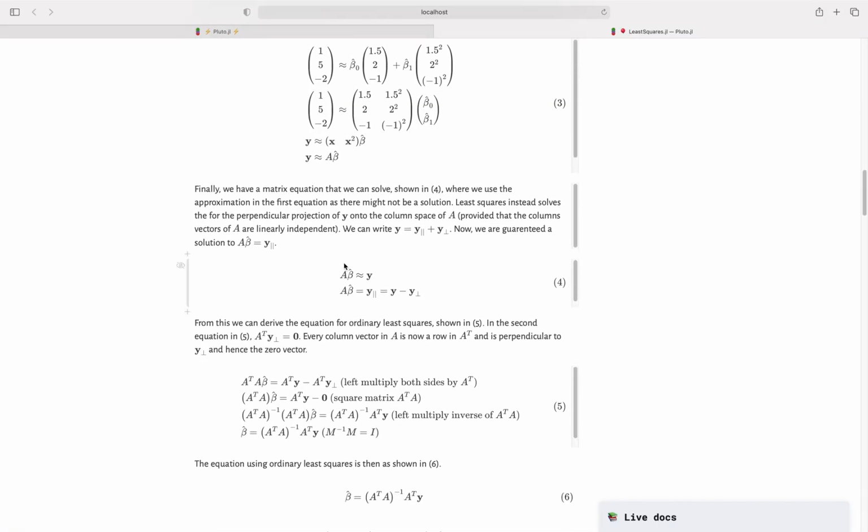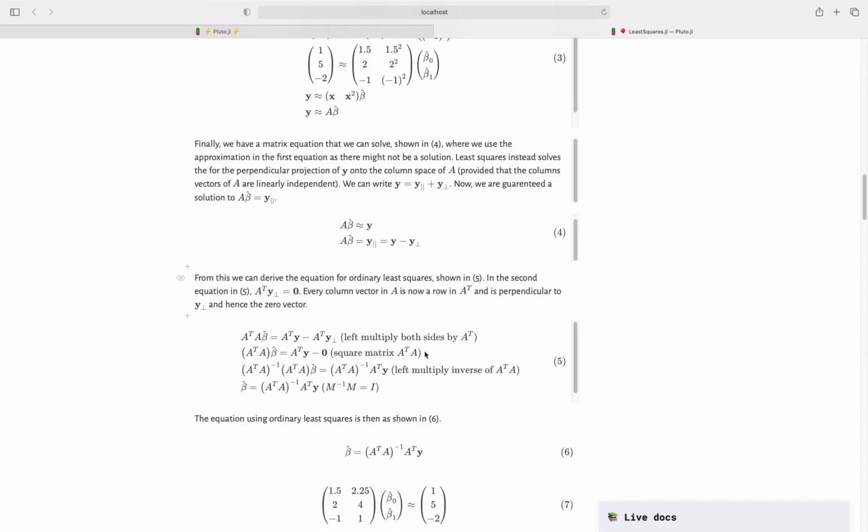There we see in 4, we go from this approximation to this equality: A times beta hat gives me y parallel, which is just y minus y perpendicular. And now we can see the approximation. So I've left multiplied by A transpose on both sides, and then this A transpose y perpendicular falls away. It's just the 0 vector.